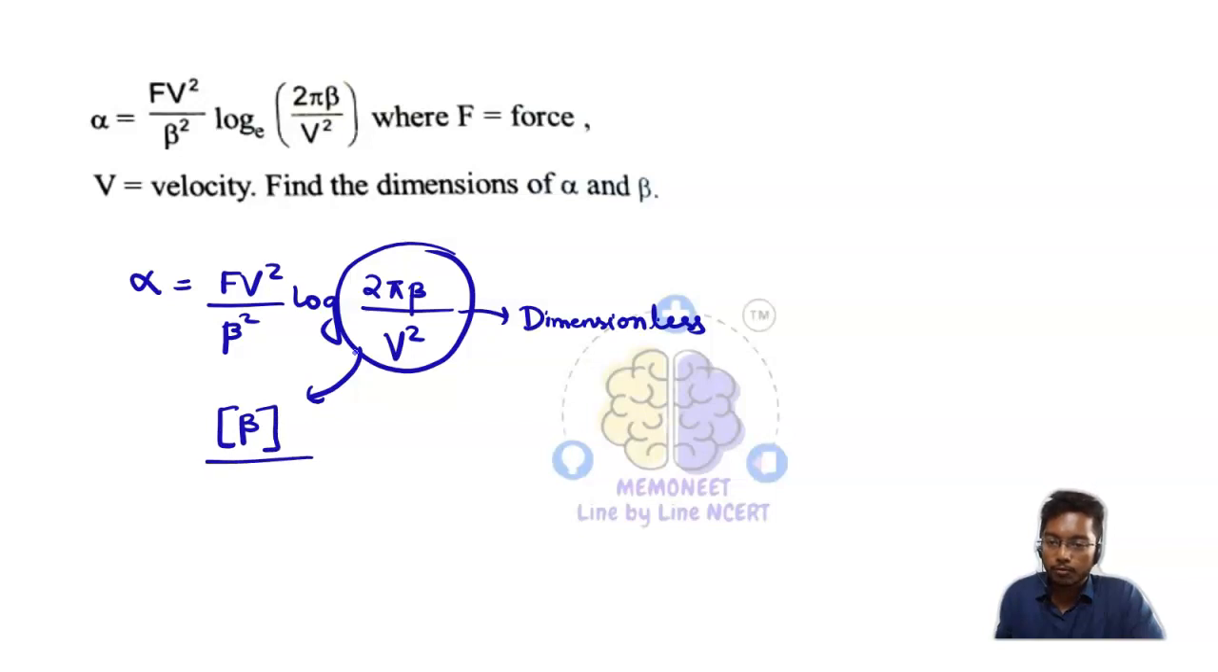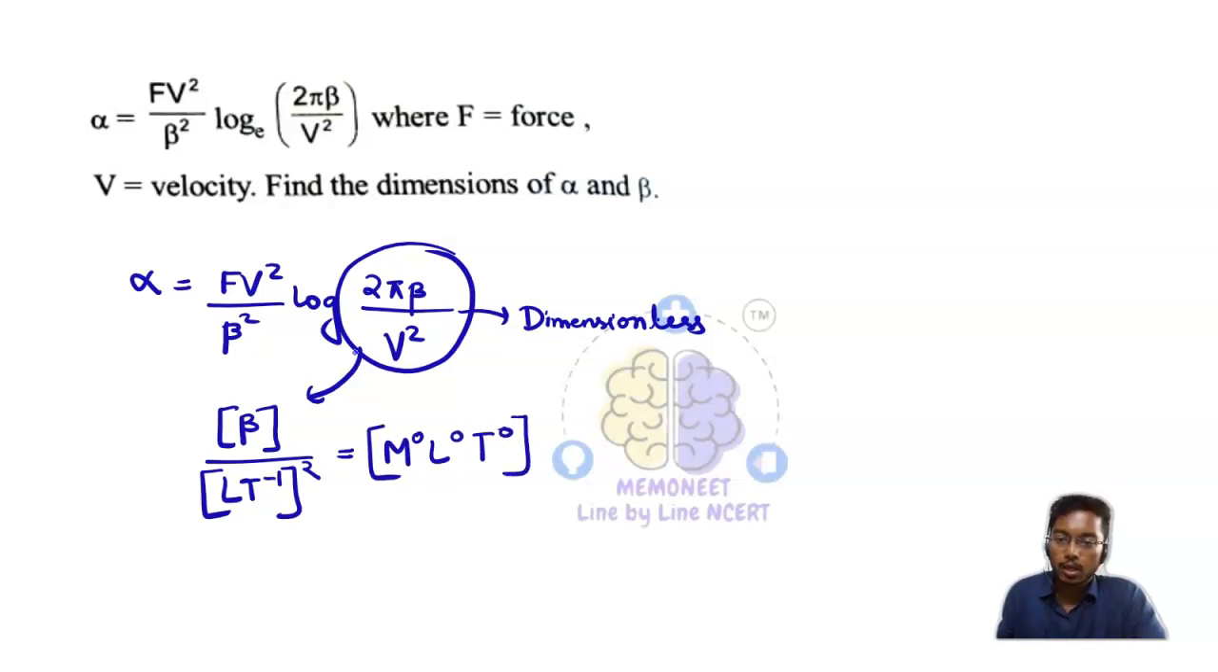So beta upon v square, where velocity square means L T to the power minus 1 square. The whole quantity should be dimensionless, it means M0 L0 T0. So let's compare it. The value of beta will be equal to L square T to the power minus 2. So this will be the dimension of beta.